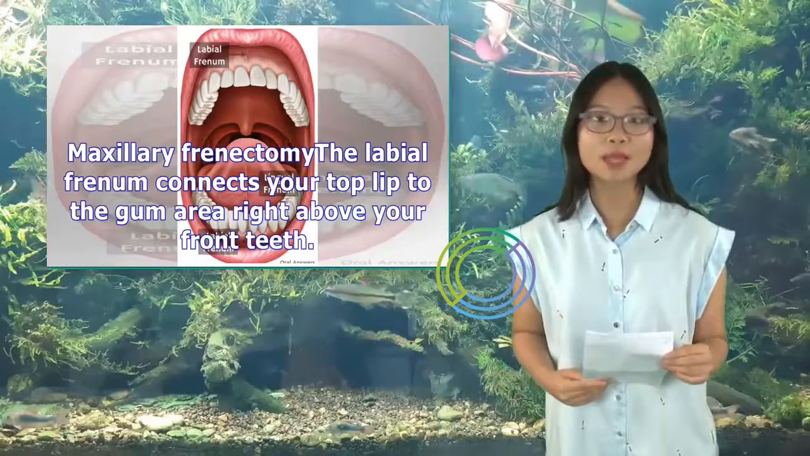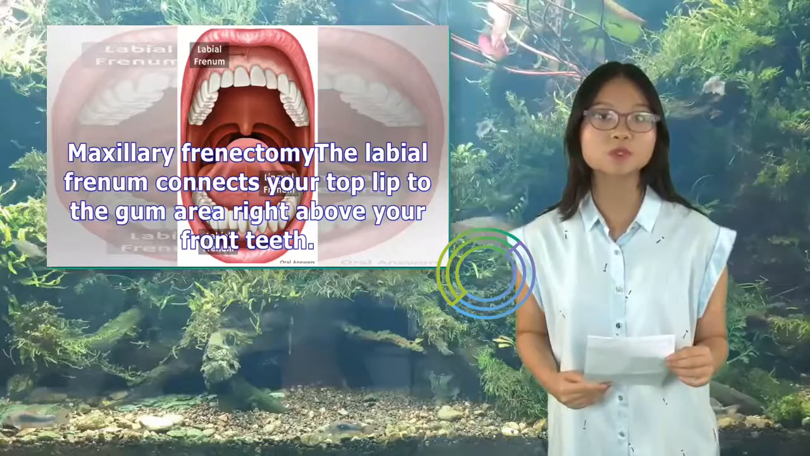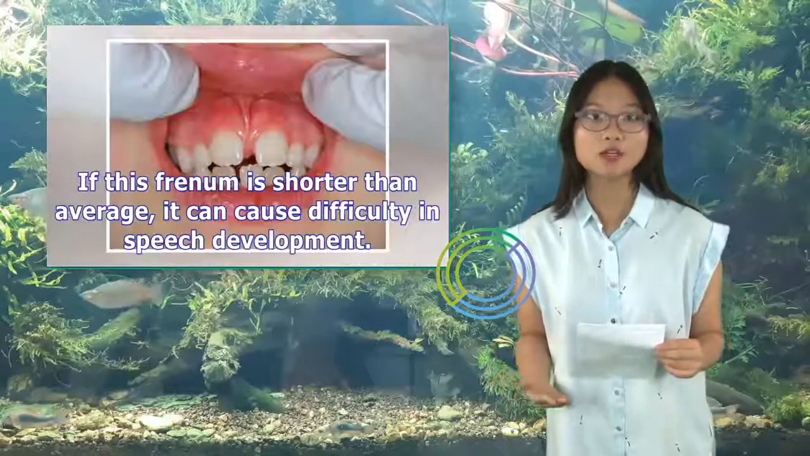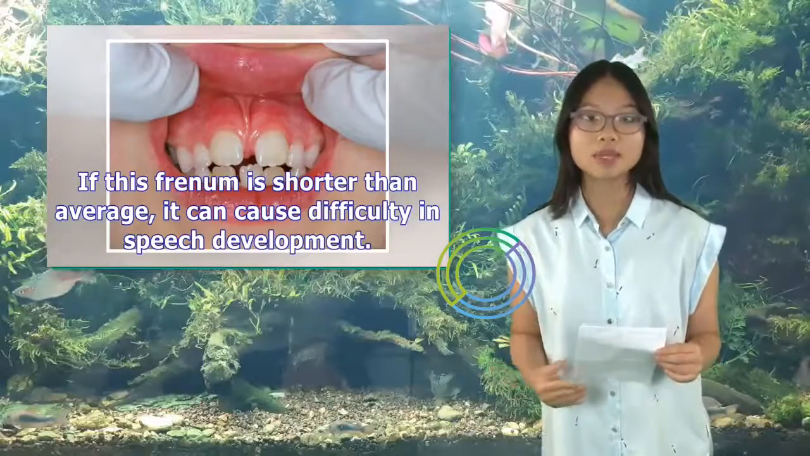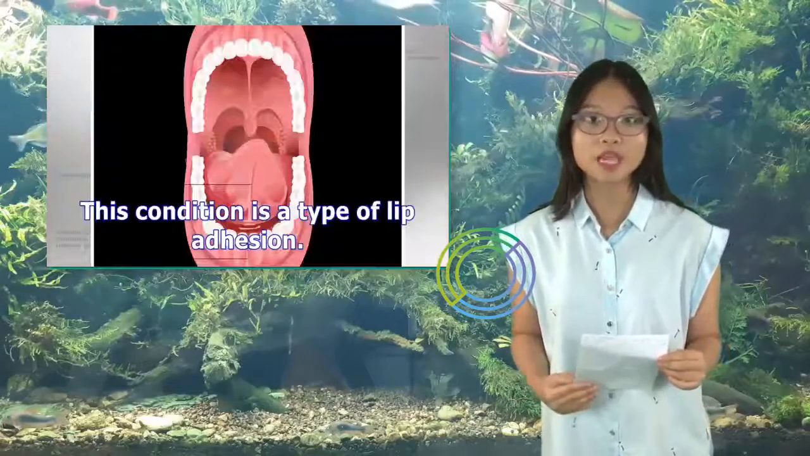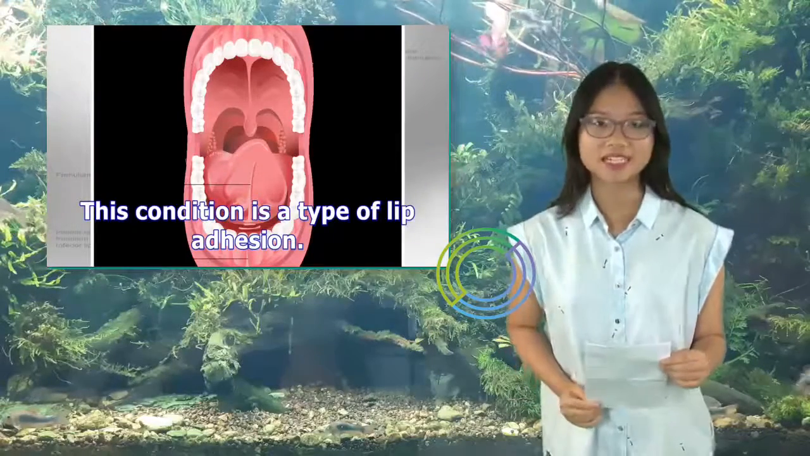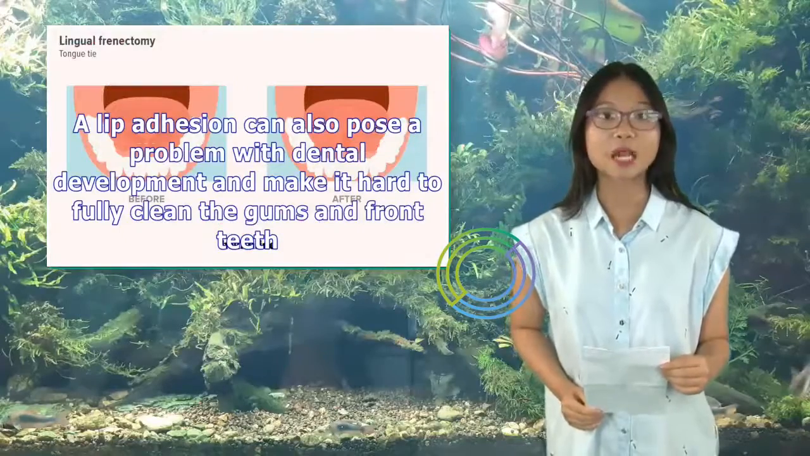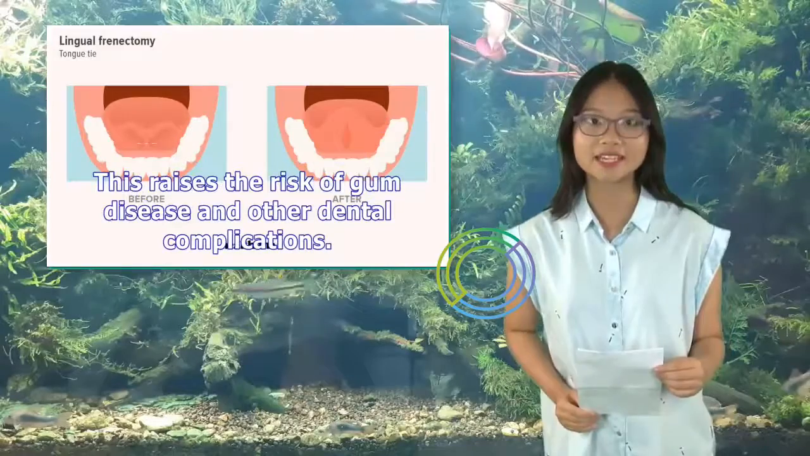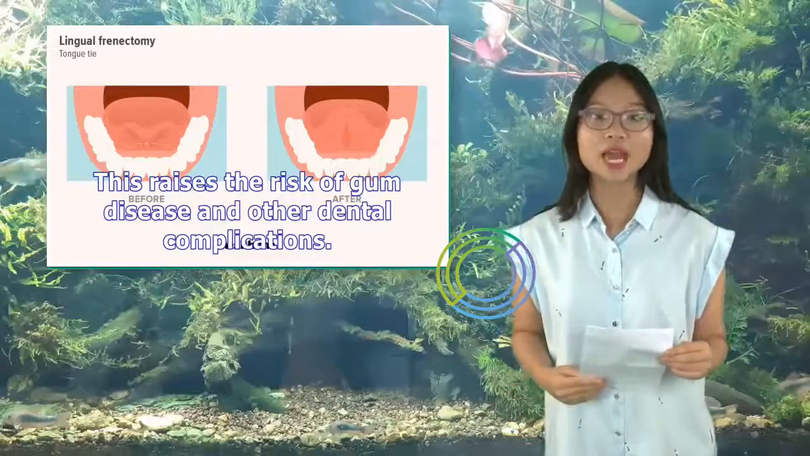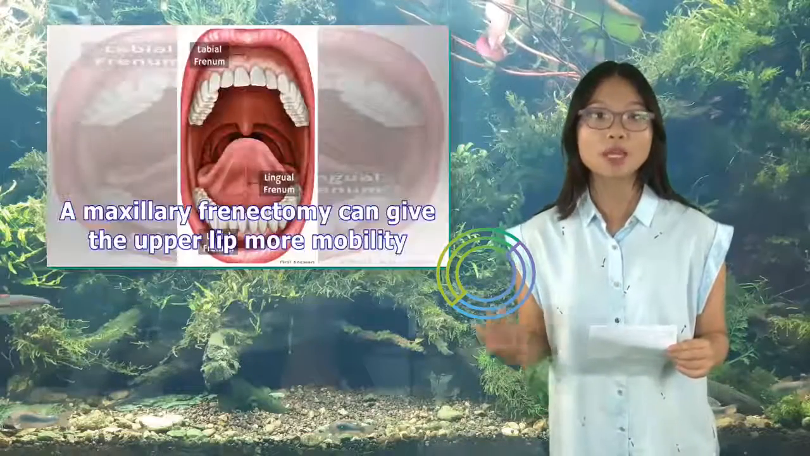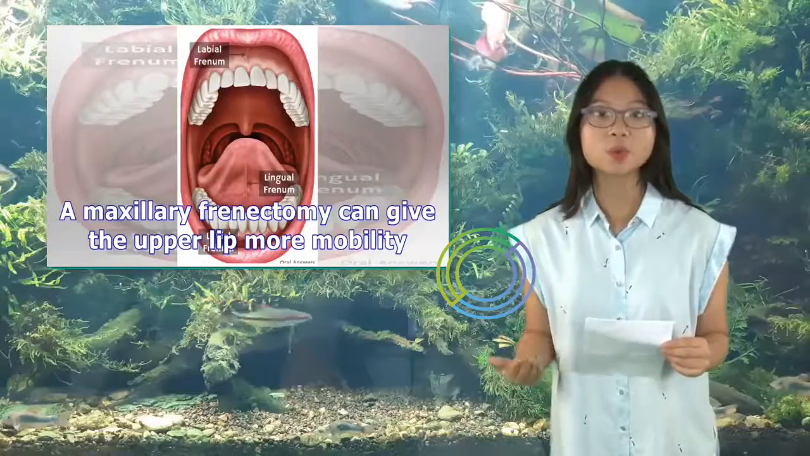Maxillary frenectomy. The labial frenum connects your top lip to the gum area right above your front teeth. If this frenum is shorter than average, it can cause difficulty in speech development. This condition is a type of lip adhesion. A lip adhesion can also pose a problem with dental development and make it hard to fully clean the gums and front teeth. This raises the risk of gum disease and other dental complications. A maxillary frenectomy can give the upper lip more mobility.